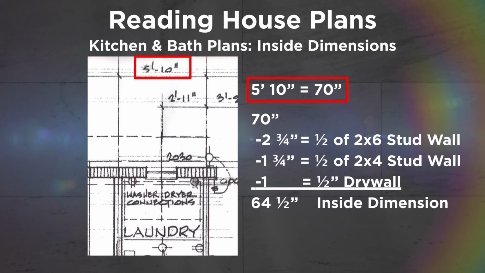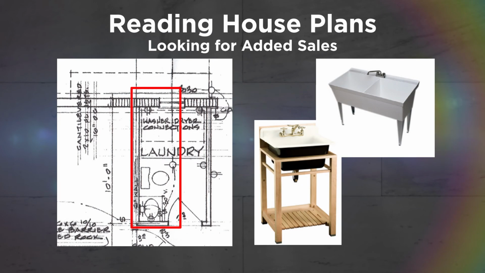Then deduct half of the 2x6 stud wall and half of a 2x4 stud wall. In this situation, we did not deduct the drywall, so we would subtract another inch for half-inch drywall on each side. This would leave us with a total finished wall to finished wall dimension of 64.5 inches. Next, we would deduct the width of the window to determine the size of the cabinets that would fit on each side. We need to look for the opportunity to add items that would be both helpful to the client and additional profit for our company or your company.